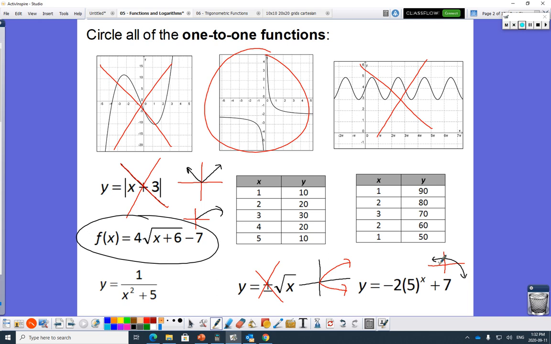I just need to know if it passes vertical and horizontal, which it does. So it's 1 to 1. Every x value has one y value. This is a function. Does every y value have one x value? 10 goes to 1. Ooh, 10 also goes to 5. So you got to do this reverse mapping thing to check if it goes back the other way.